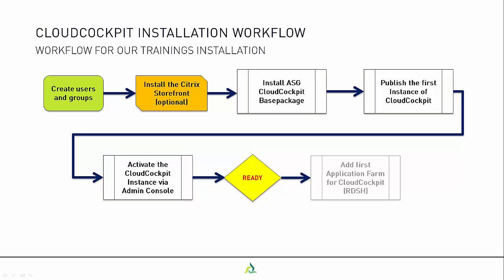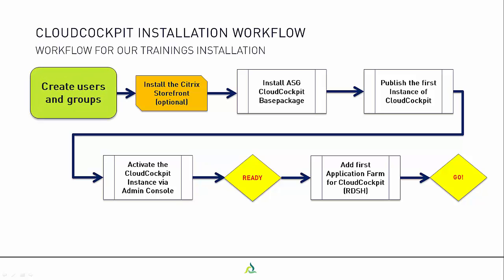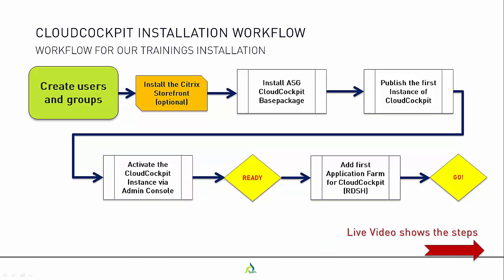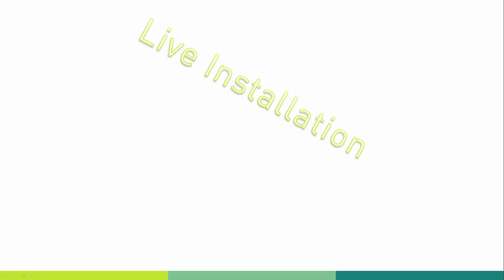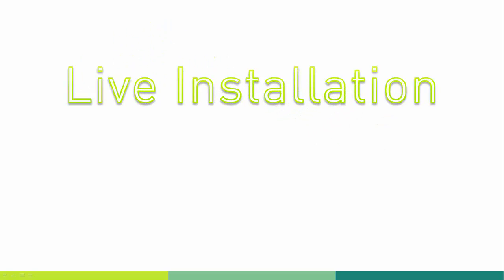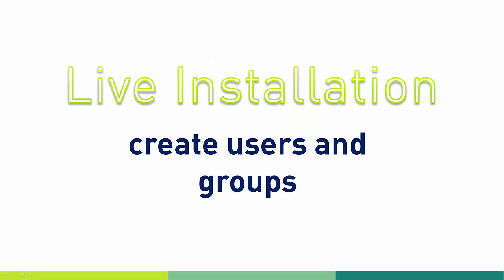What's needed next are the applications to be delivered to CloudCockpit. In our case, we will add the first application based on the Windows Remote Desktop Service Host. Now we have an operational CloudCockpit instance. So let's start here and create the user groups. Live installation: create users and groups.